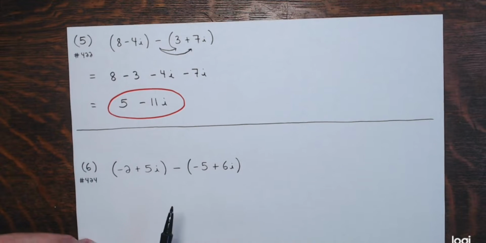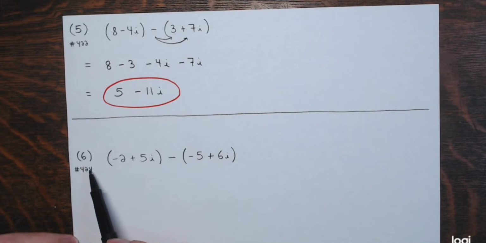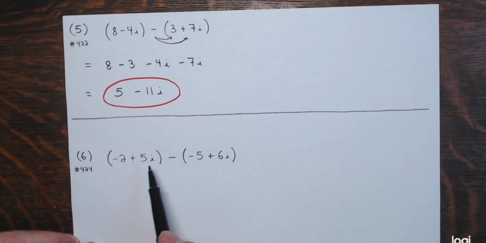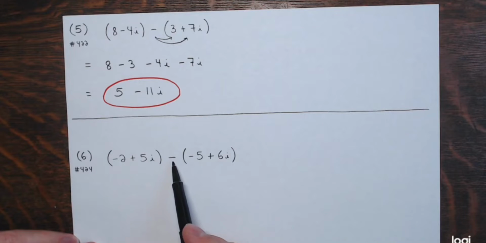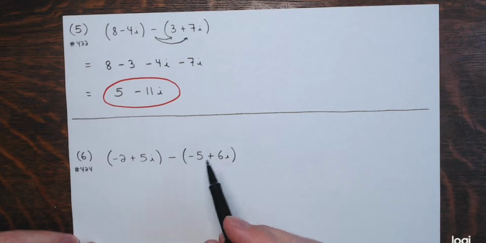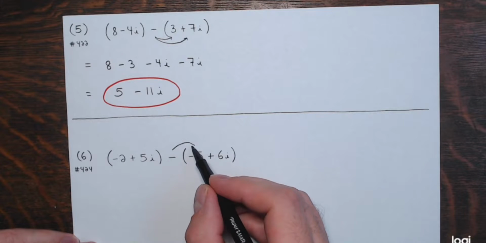All right, next question. Number 6 is exercise 424. Same thing here, right? I'm subtracting an expression with multiple terms. So that means you're subtracting each of those terms.